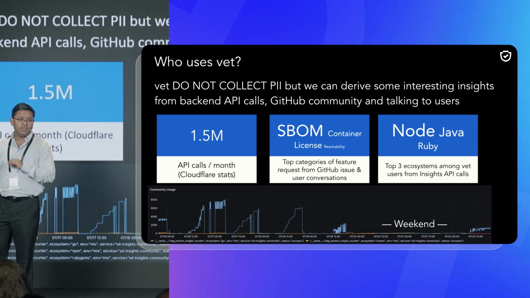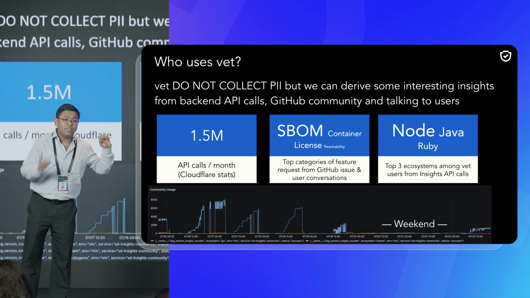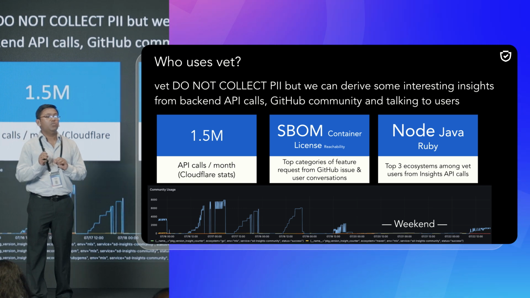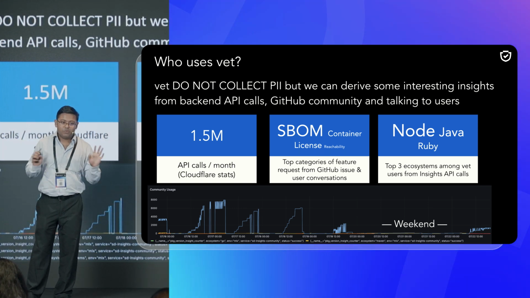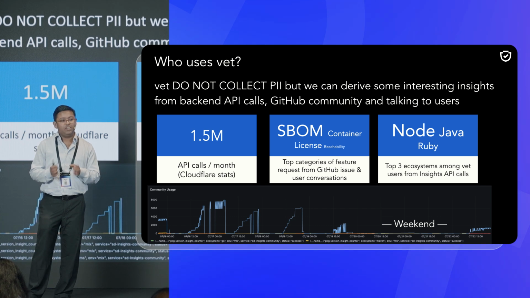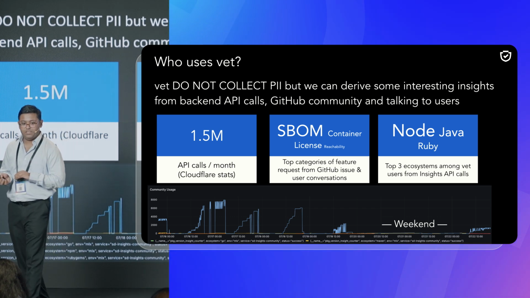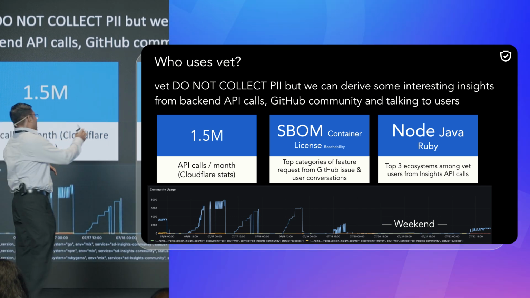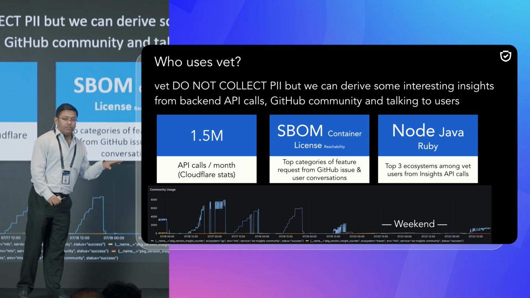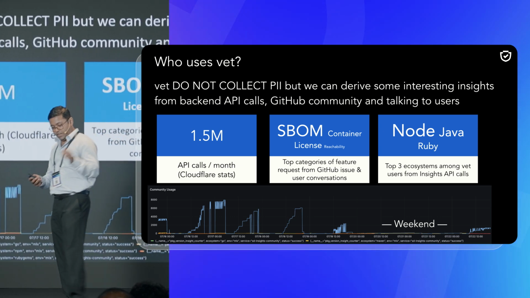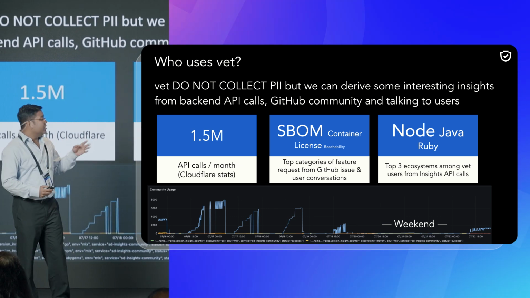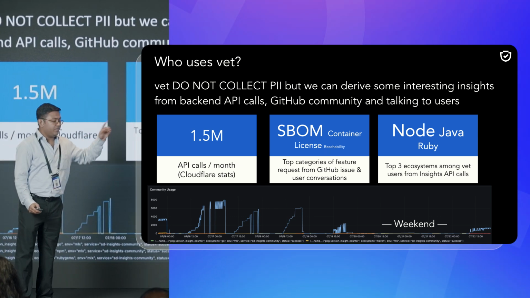Interestingly, last year when I started, I thought that code analysis, reachability analysis would be a very, very important feature, which I would eventually build in VET. It turned out not many people, at least the people who are using VET, are talking about reachability analysis. Among the users of VET, the top 3 ecosystems are Node, Java, and Ruby. I think this aligns with the Stack Overflow developer survey as well, except for Ruby.